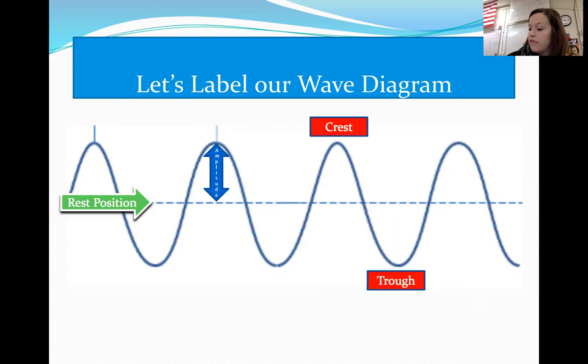And then trough, I always think of an animal trough because it's kind of that shape, but that's the lowest point of the wave. So on your diagram, you should have labeled crest and trough, okay?